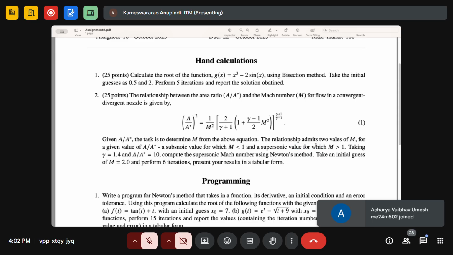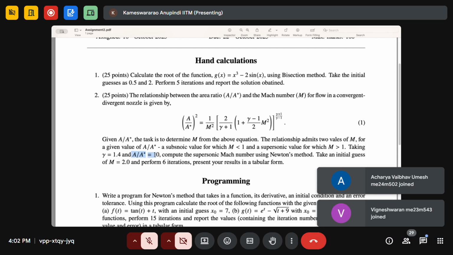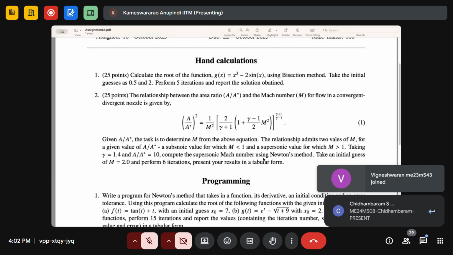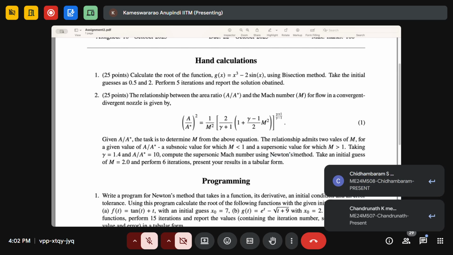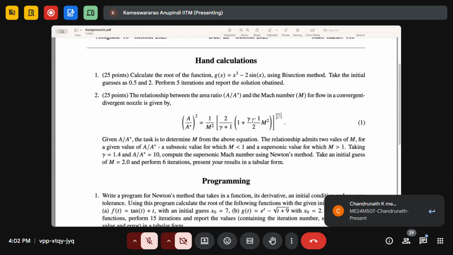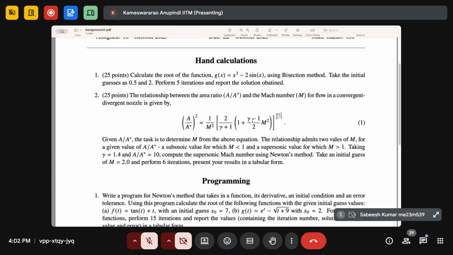that is going to be a supersonic value. Now, taking gamma equals 1.4 and A by A star equals 10, you are asked to calculate the supersonic Mach number, that is, whatever value comes out for M greater than 1, using Newton's method. You would write this as a function, take the derivative of this function, and then use x_{k+1} equals x_k minus f of x_k by f prime of x_k. You remember the Newton's method iterative formula.